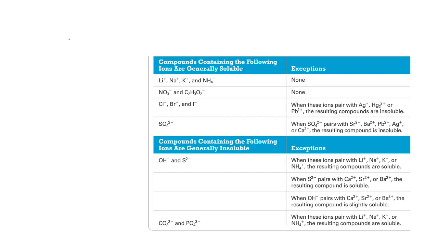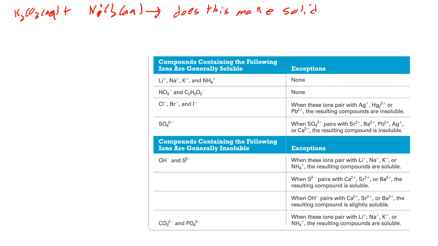So let's say we took some potassium carbonate that was aqueous and we reacted it with some nickel 2 chloride. Nickel chloride, that's also aqueous. And we want to know, does this make a solid? So conceptually, how do we figure this out? Well, first we have to go to our reactants, and if they don't tell us, we have to check and see if they're aqueous. So in this case, they are.